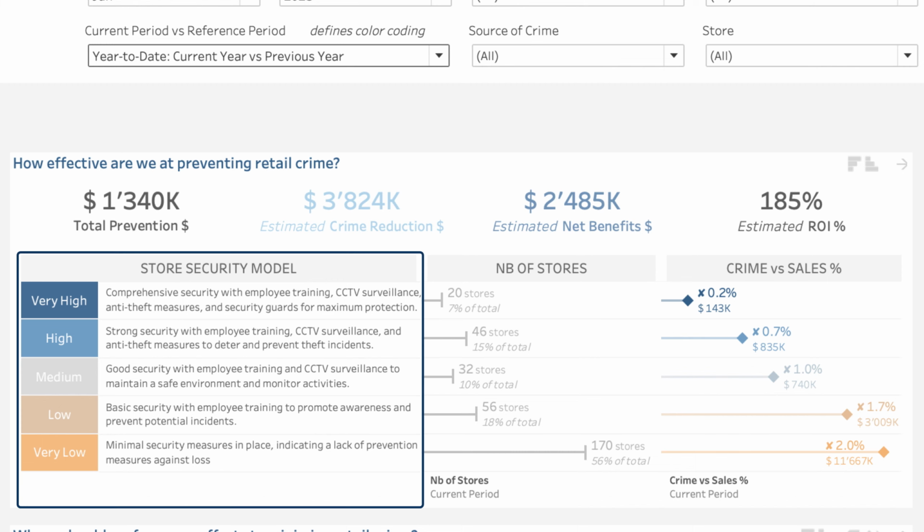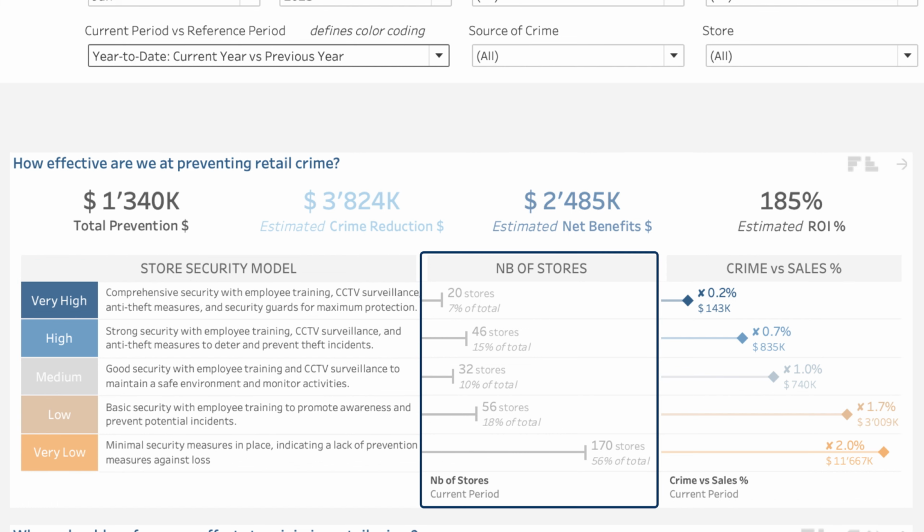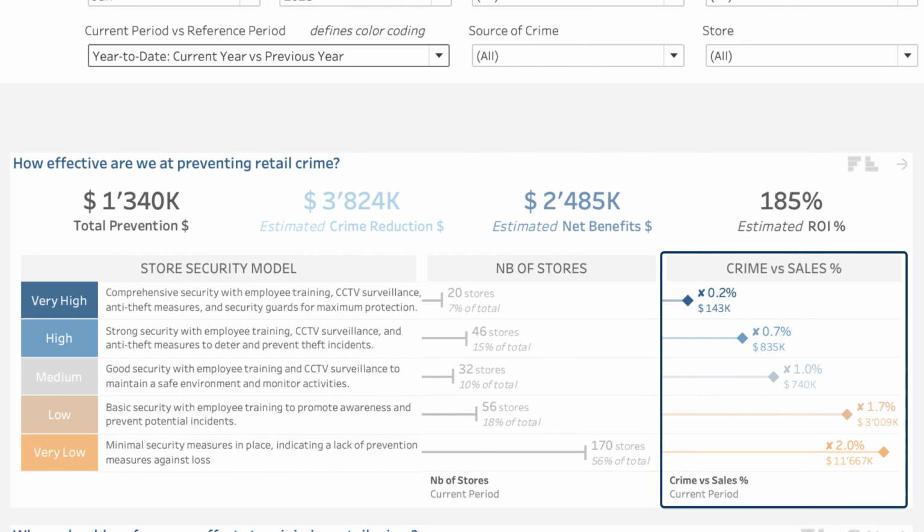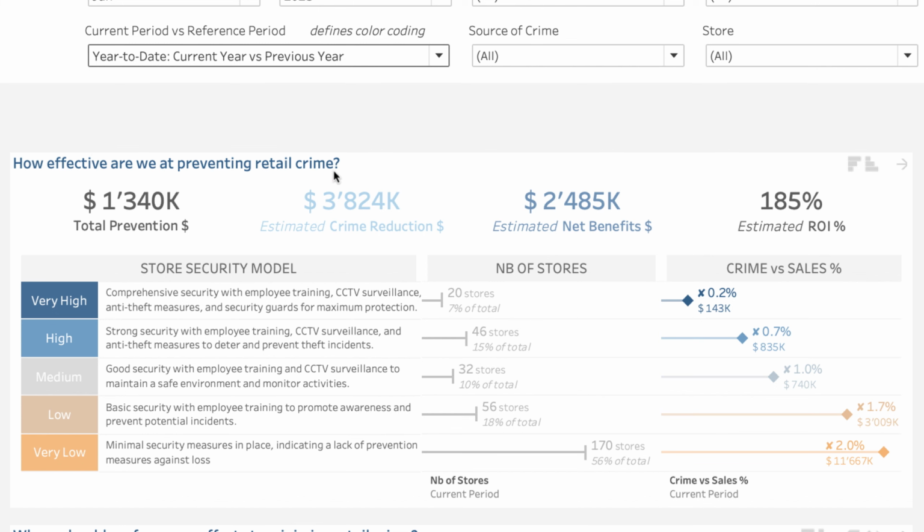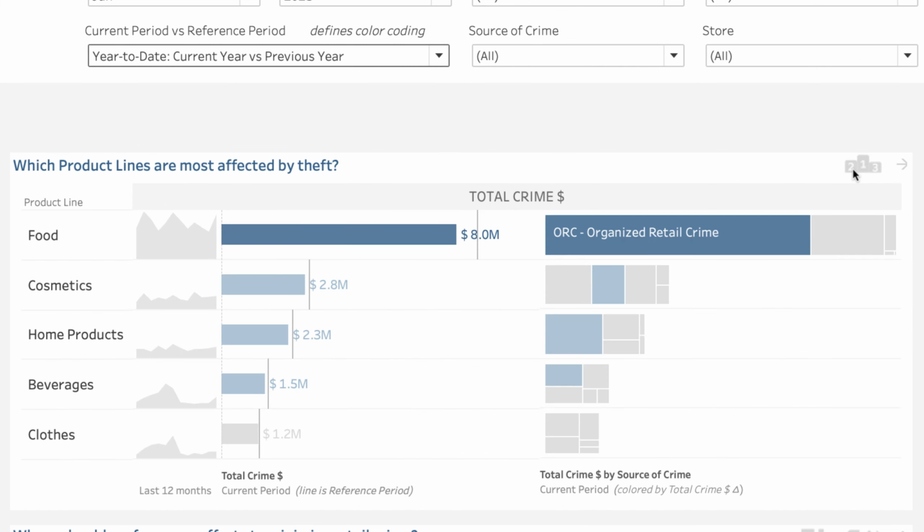Below are the different security models currently in place across your network, how they are deployed across all stores and their impact on crime reduction. A pop-up will provide you with an insight on which products are most affected by retail crime.